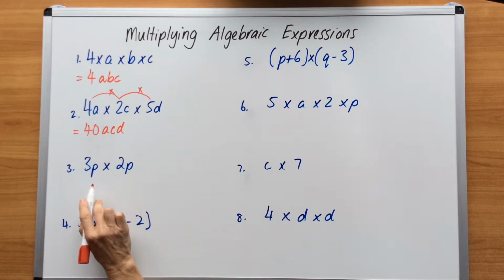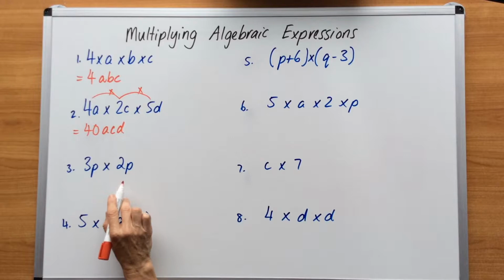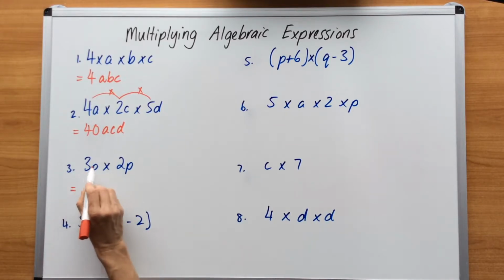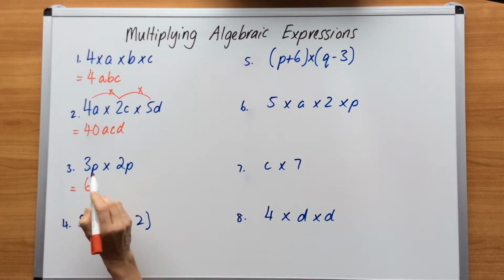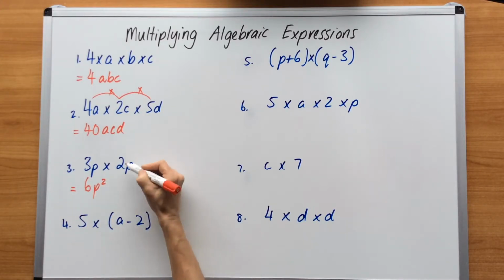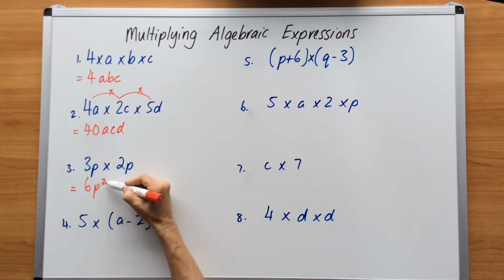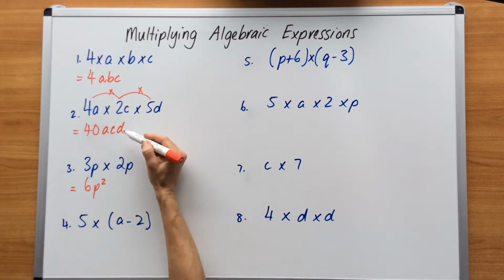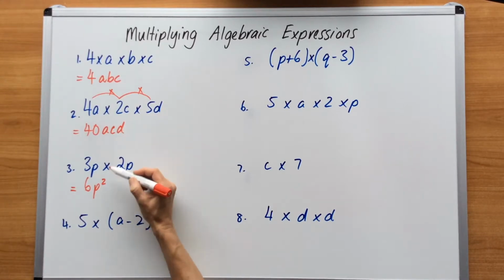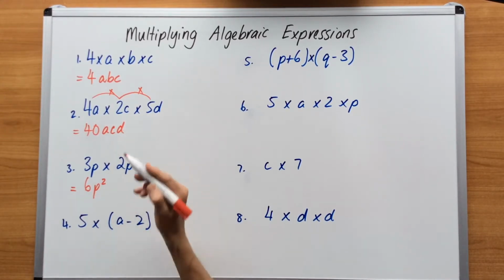Number 3 is 3p times 2p. So we times 3 times 2 is 6. P times p is p squared. Because they are like terms, how many you see is the number that's represented here. This one was different because it didn't have any like terms. They were all separate. So that's why we have a squared and nothing like that over here.